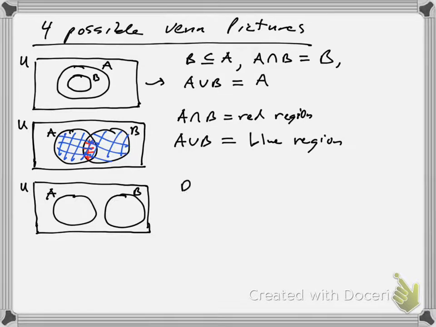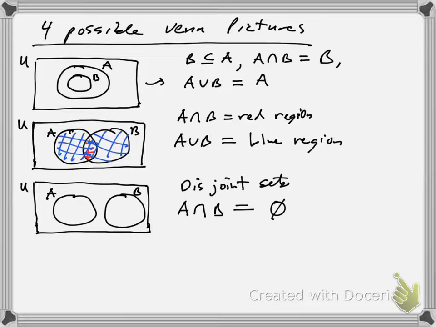Okay, and these are what we call disjoint sets. An interesting thing about this one is A intersected with B is the empty set. They have no intersection. They don't intersect at all.